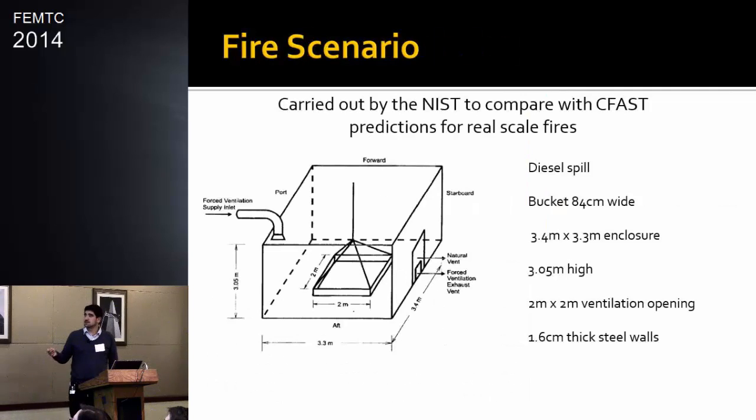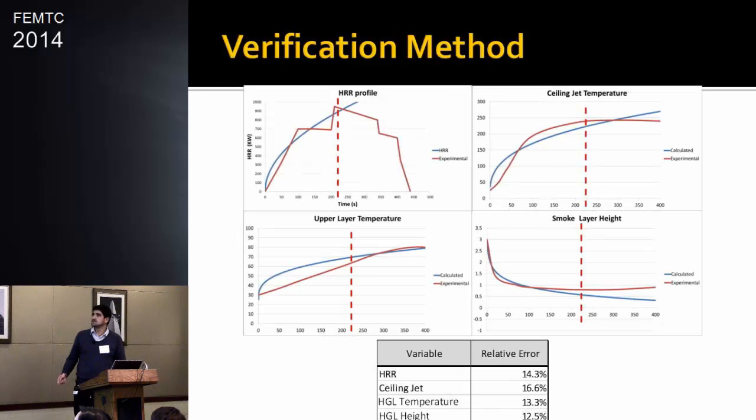Okay, I also tried to verify these models with an experiment carried out by the NIST and compared with the CFAST predictions for real scale fires. This is a diesel spill, and this is about 3 square meters. From this experiment, I was able to compare those results, and I saw an average of about 15% difference. So I thought I was going to be able to use these models with the tool to get the design.